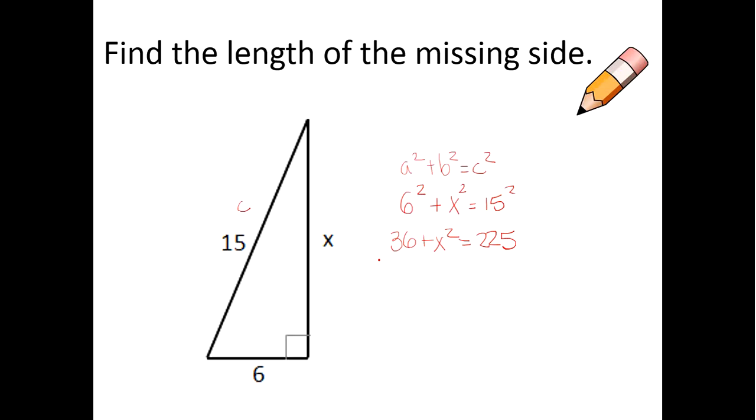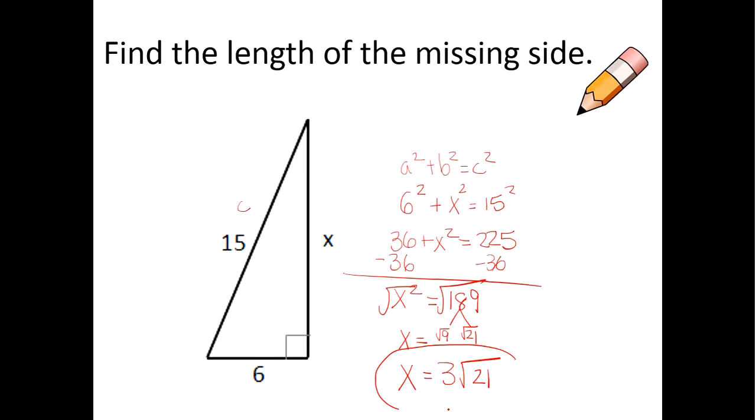I just squared my things. Let's subtract 36 from both sides. I'm going to get x squared equals 189. So to solve for x, square root both sides. I'm going to get x equals the square root of 189. I think a 9 can come out, so I can break it down, and I think a 21, right? 9 times 21? Yeah, that gives me 189. So I'm going to get x equals 3 square roots of 21 for my final answer.